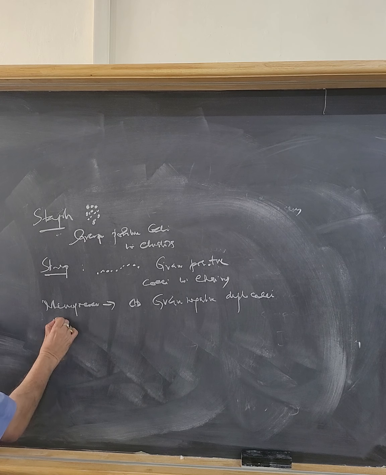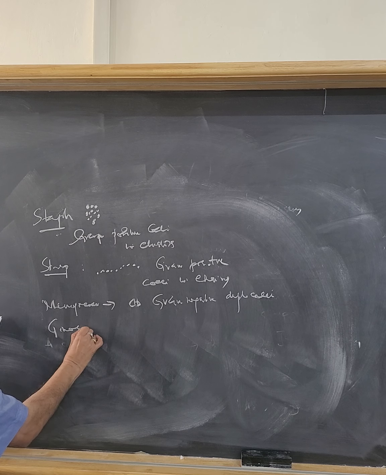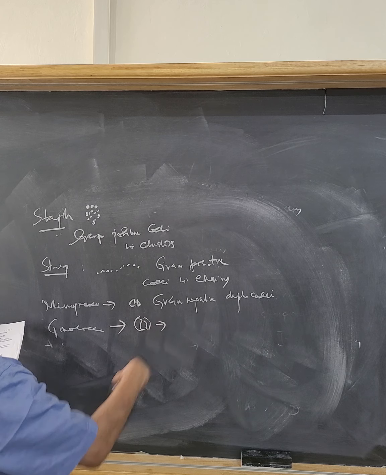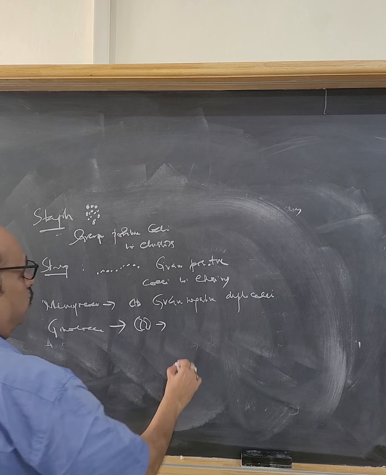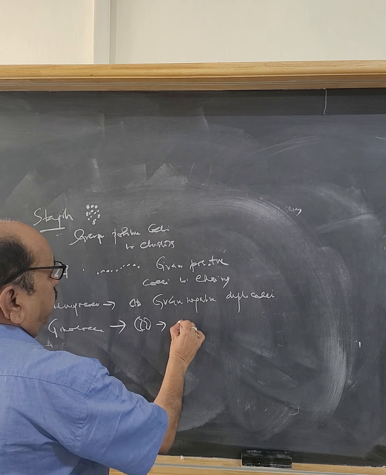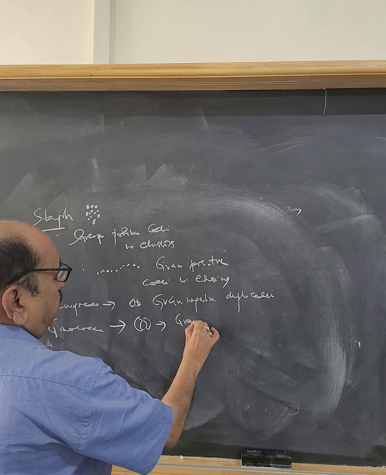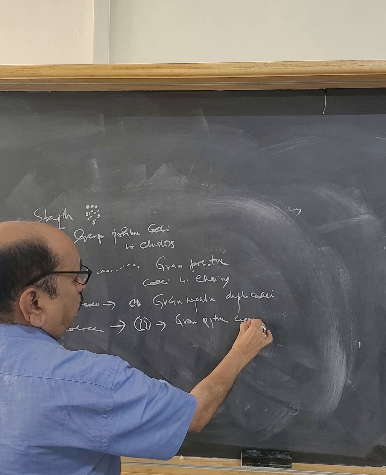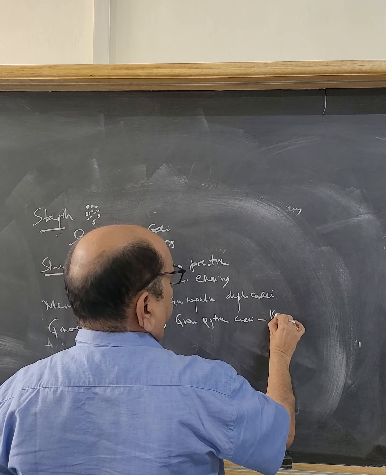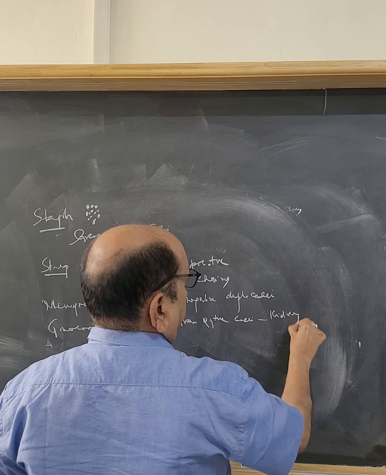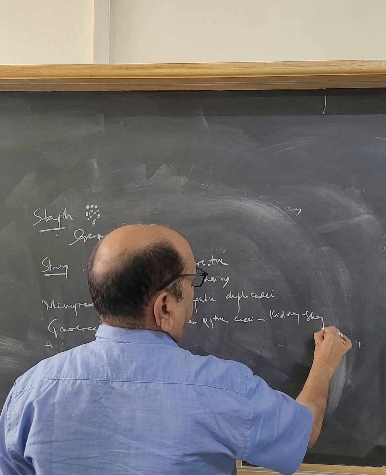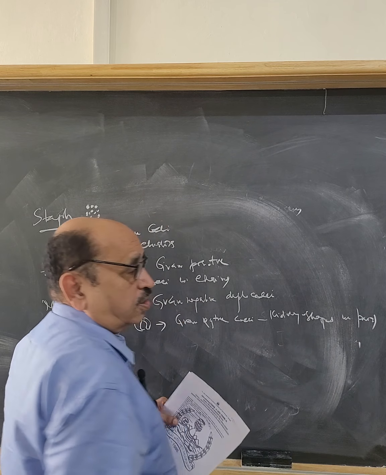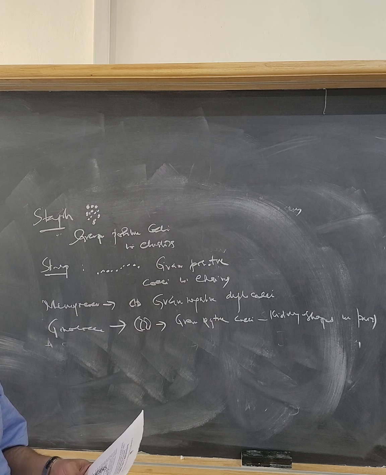Then gonococci: kidney shaped, concave sides facing each other, gram negative cocci, kidney shape in pairs. Okay.